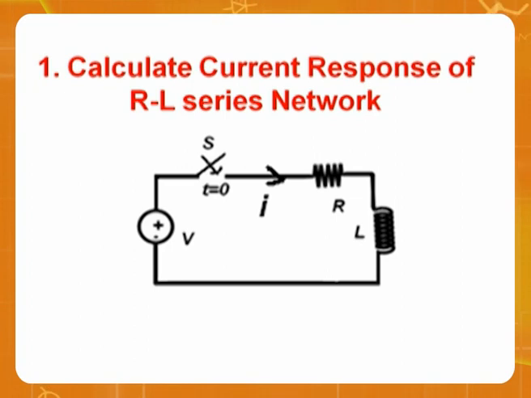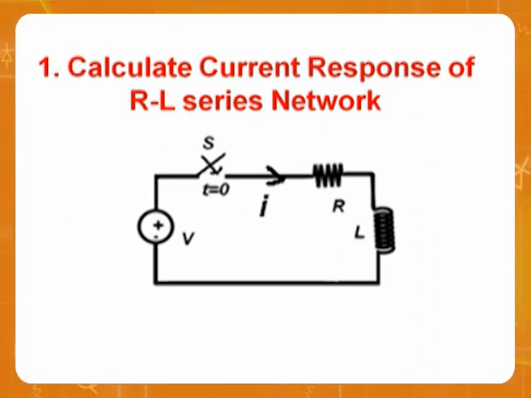Now I am taking the first problem. The problem is like this. Calculate the current response of the RL circuit. It is a series RLC circuit. Look here, the switch was kept for a long time and is closed at t equal to 0. This arrow says that at t equal to 0, this is closed. And we need to calculate this current I.